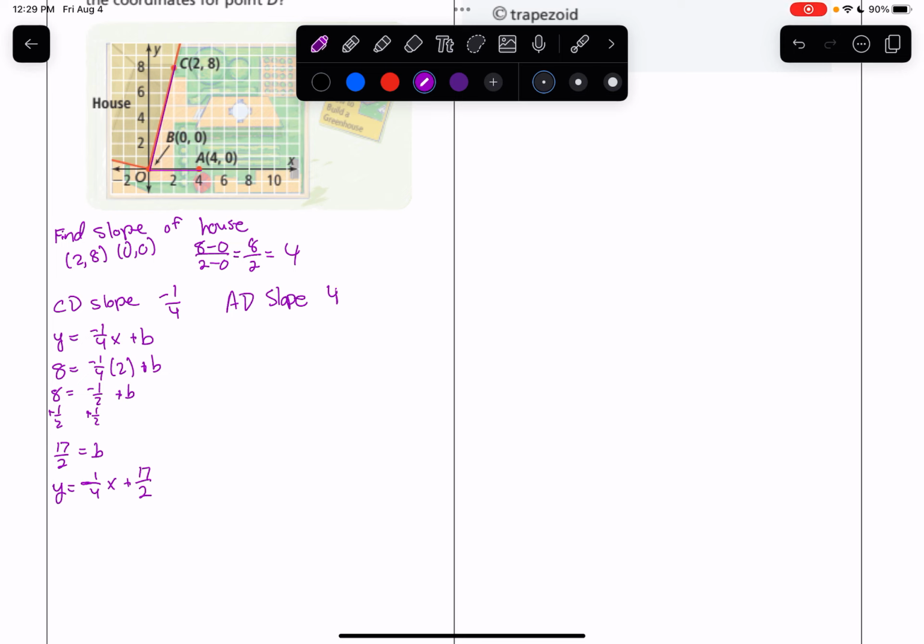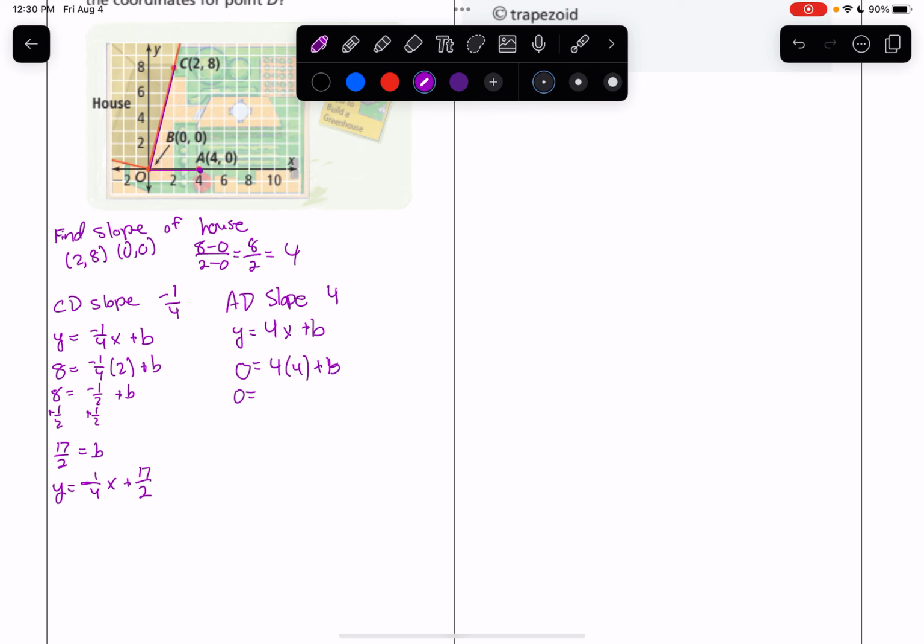We also know that AD passes through the coordinate point 4, 0, so we can use that as the point in our equation. So we'll find y equals 4x plus b. We'll use the point 0, 4 to say 4 equals 4 times 0. Oh, I did that backwards, sorry. Our y coordinate is 0. So 0 equals 4 times 4 plus b.